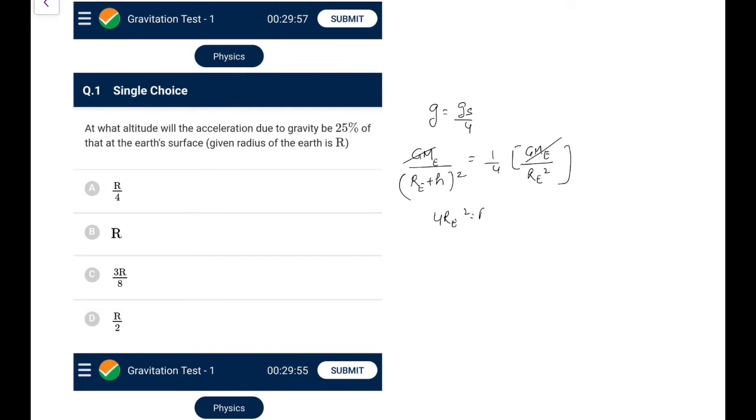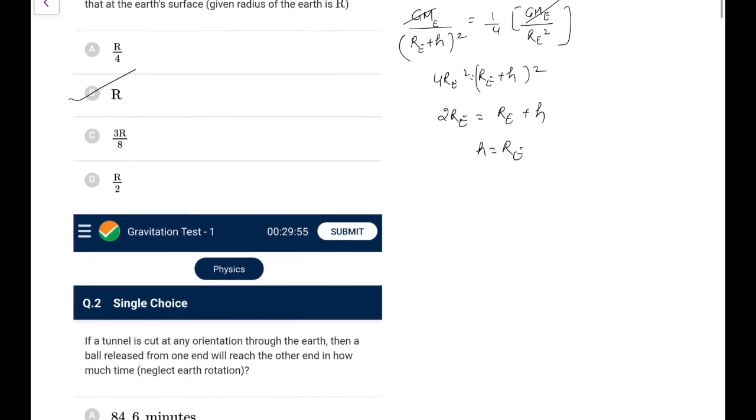4 R_E square is equal to (R_E plus h) whole square. So from here you can make it out, taking the root on both sides, 2 R_E is equal to R_E plus h, that is h is equal to R_E. That is the formal solution. That's option B, which will be the answer.